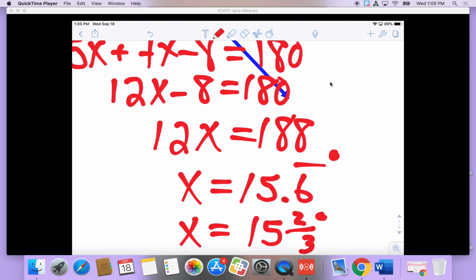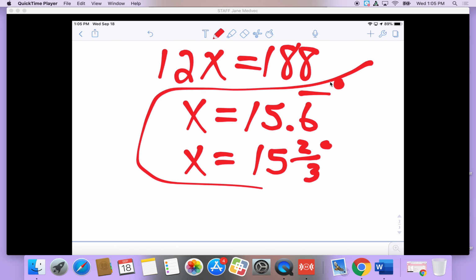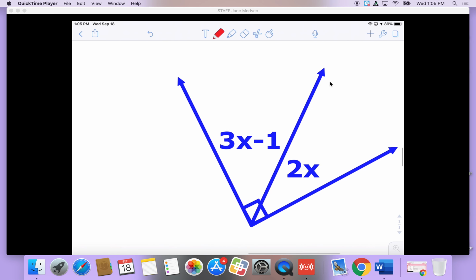One or the other. They might even have you round to the nearest tenth or round to the nearest hundredth, which some of you did have problems on the quiz. So make sure that you're aware of how to round appropriately, and if not, make sure that you come in and get some help. Questions? All right, let's move on to the next problem.